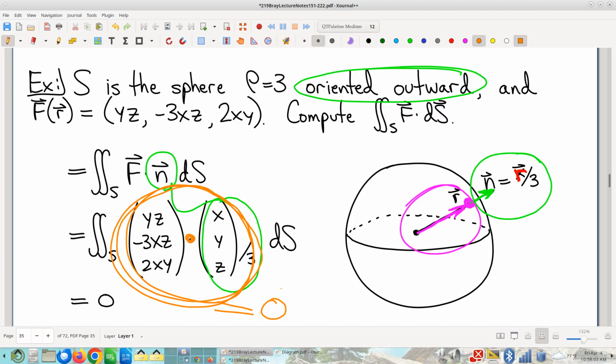Okay. What do you think? Pausing again. Is everybody all right with this point of view here?